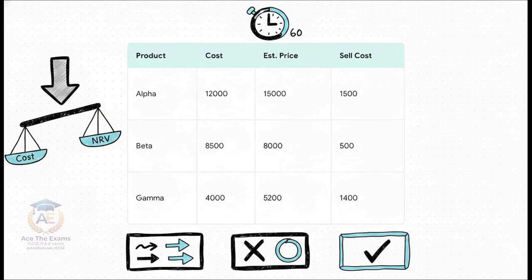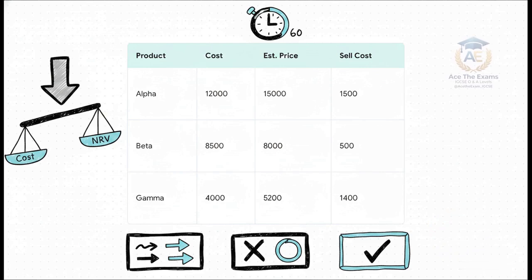Now look at beta. Selling price $8,000 minus $500 selling costs gives an NRV of $7,500. Against a historical cost of $8,500, the NRV is lower, so we must write beta down to $7,500. Finally, gamma. $5,200 minus $1,400 selling costs is an NRV of $3,800. The cost was $4,000. Again, NRV is lower, so we write it down to $3,800.